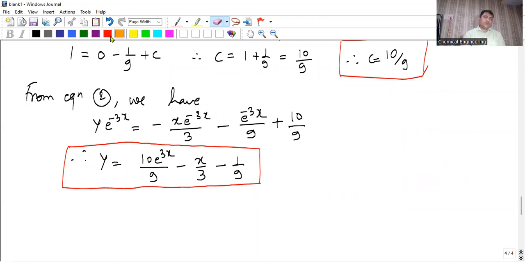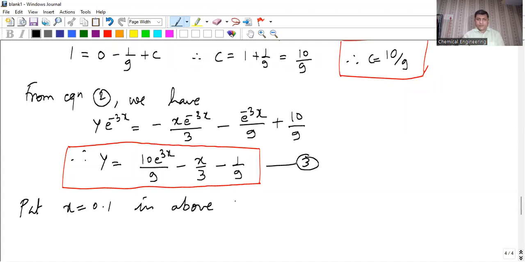Yes, sir. So now, let this equation be the next. This is going to be equation 3. And now, put x is equal to 0.1 in the above equation. We get y at 0.1 is equal to. So put and calculate and give me the answer. Calculate this value.